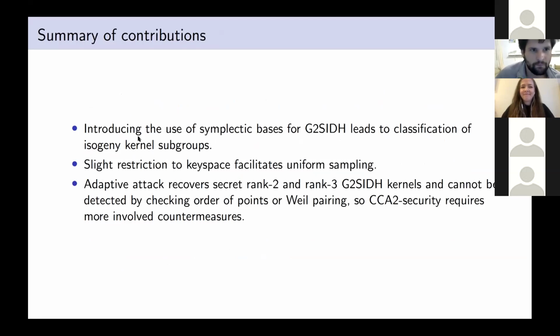Basically, what we do in summary is we look at Genus2SIDH where we use symplectic bases, and this means we can enumerate all the possible kernel subgroups, and we can also find an adaptive attack. Sorry for running over. Okay, no problem.